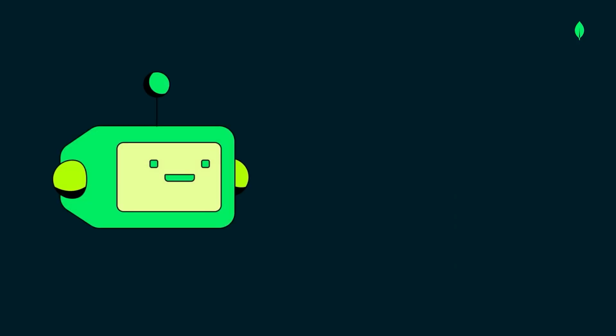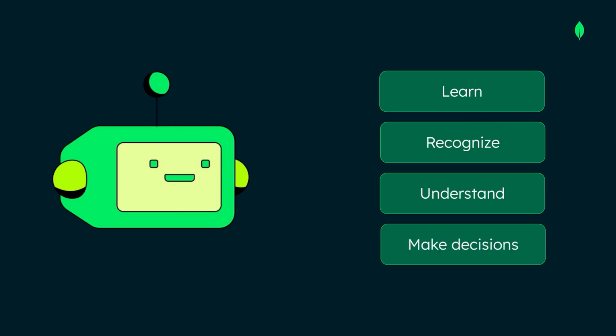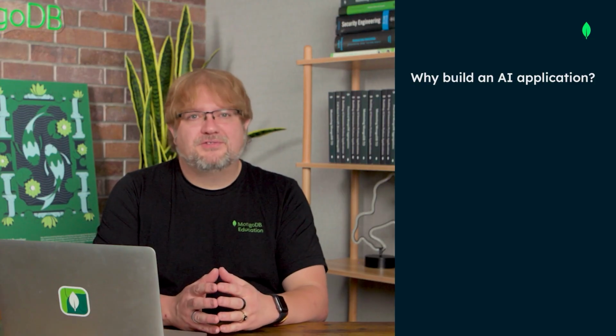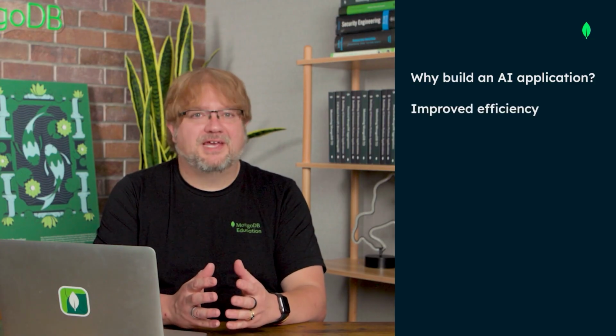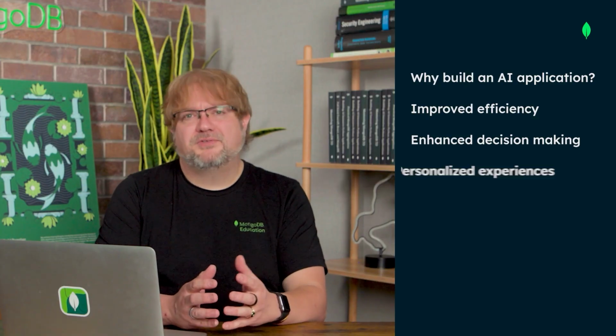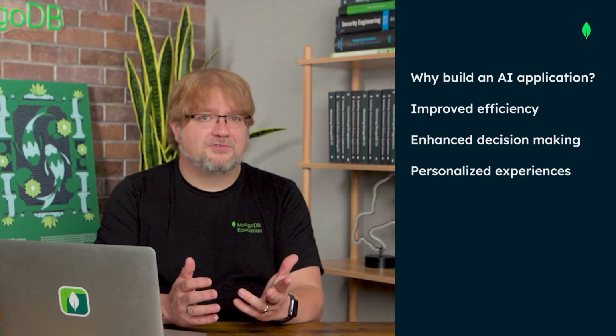An AI-powered application consists of software that uses deep learning models that learn from data, recognize patterns, understand context, and make autonomous decisions. Instead of rigid if-then logic, these applications reason, learn, and improve over time. Why build AI applications? Organizations build AI applications to improve efficiency through complex task automation, enhance decision-making with data insights, and deliver personalized experiences across industries like healthcare, finance, and insurance.